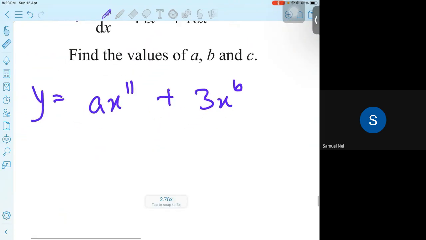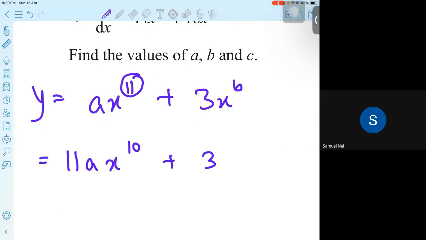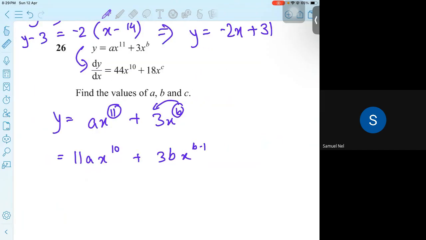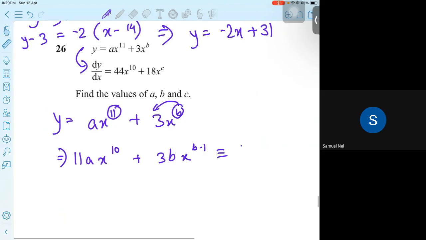So I'll bring the powers in front. So 11a x, and then this -1, right? So 10 plus 3. This b comes in front. So 3b x, and then b -1. Are you all okay with this? This is equivalent to 44x to the power 10 plus 18x to the power c.